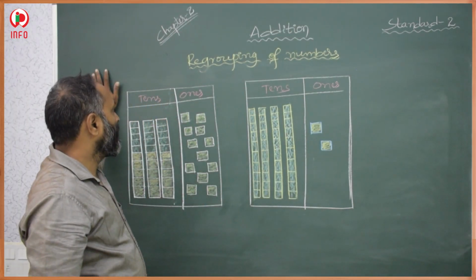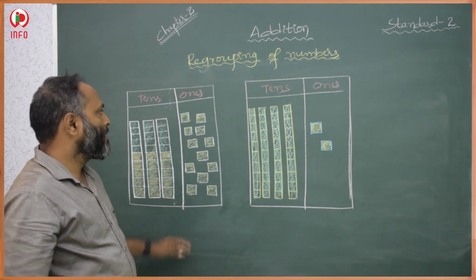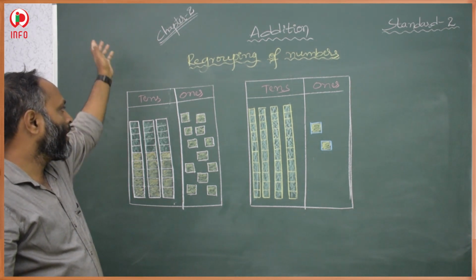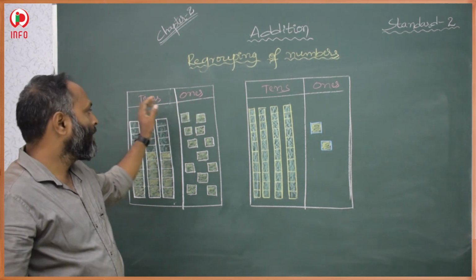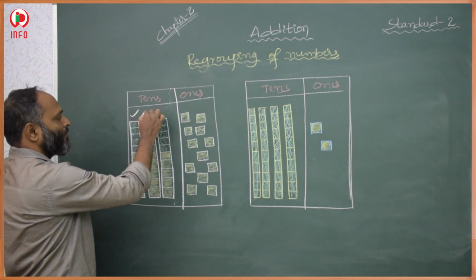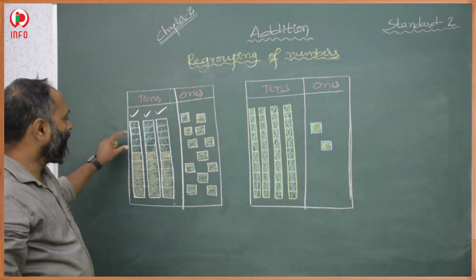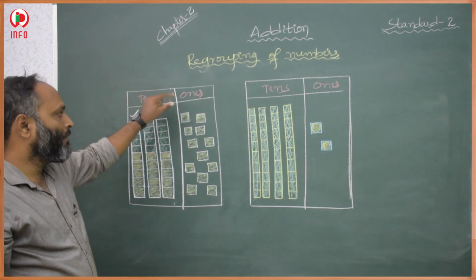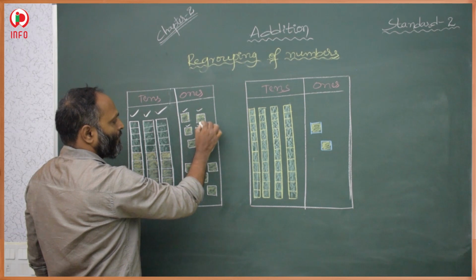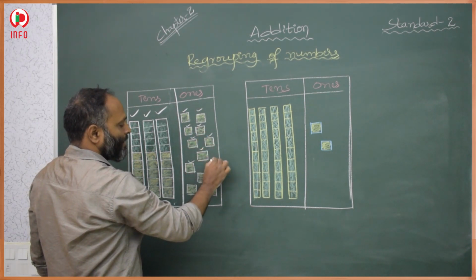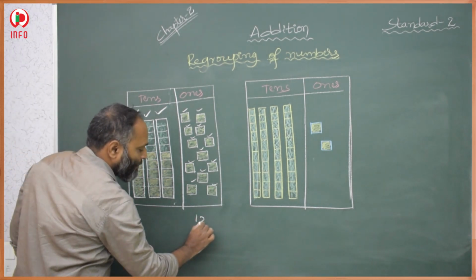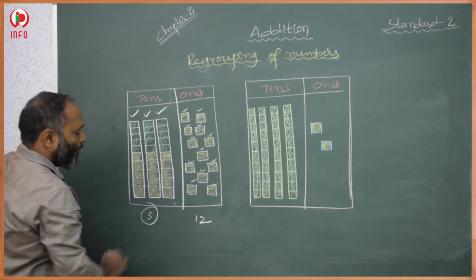Yes friends, before we discuss how to regroup, one more question we are going to discuss. Here, this is our ones place and this is our tens place. In the tens place, how many blocks are given? 1, 2, 3. So 3 blocks were given. In the ones place, how many small blocks were there? 1, 2, 3, 4, 5, 6, 7, 8, 9, 10, 11, 12. Total 12 small blocks. Here we have 12 blocks, and here we have 3 big blocks.